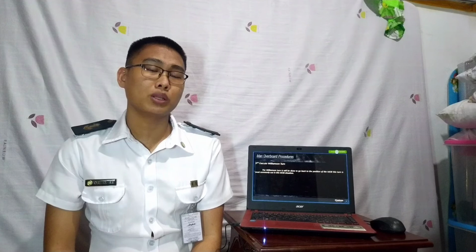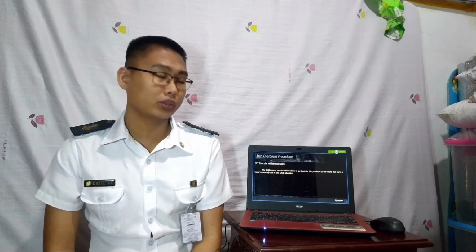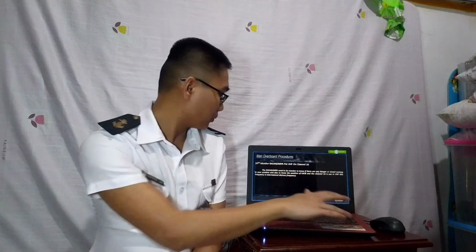And then execute the Williamson turn. The Williamson turn is the most commonly used turn in man overboard. Number 10 is monitor the radar and ARPA and put the radio on VHF. By monitoring the radar and ARPA, we know the position of the MOB, and we need to use the VHF frequency channel 16 because it is the distress frequency. The VHF, it is in the regulation.